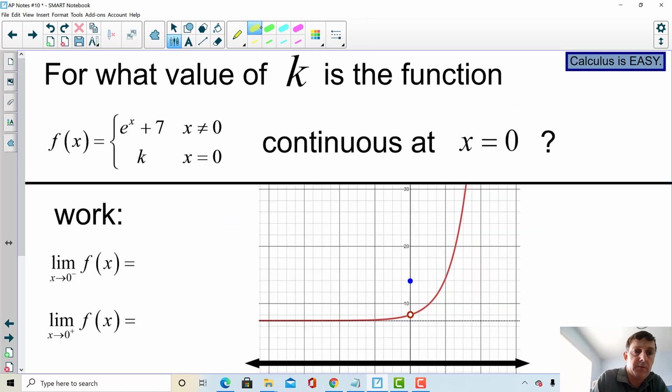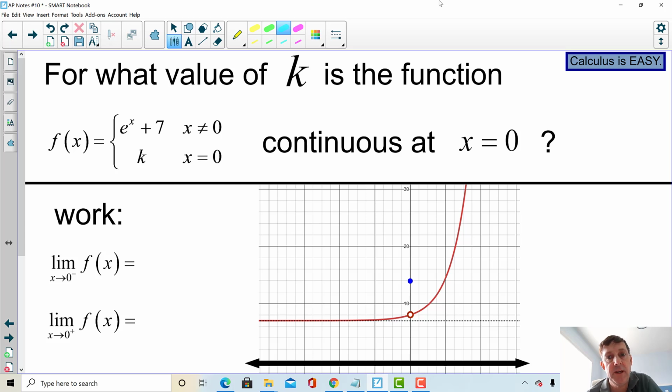Okay, for this example, our function is going to equal any constant k when x is 0. So that's just this point. And we can choose that value of k to be anything. When x is not 0, it's this function. So that means everywhere else it's going to be this function.